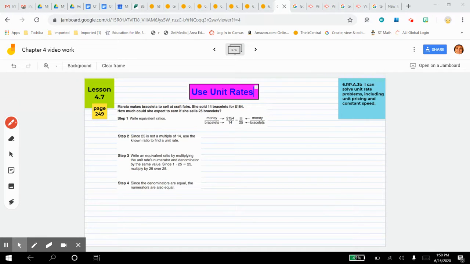Here's our problem today. Marcia makes bracelets to sell at craft fairs. She sold 14 bracelets for $154. How much could she expect to earn if she sells 25 bracelets?